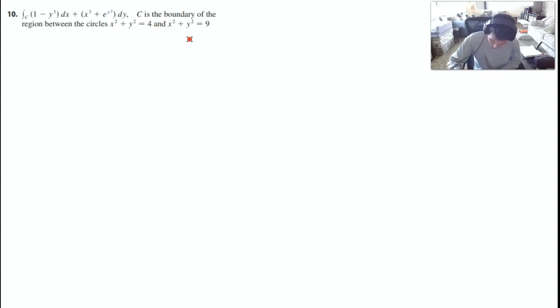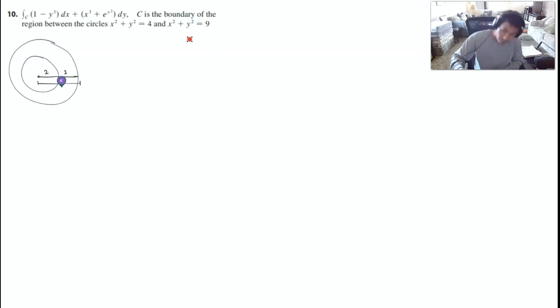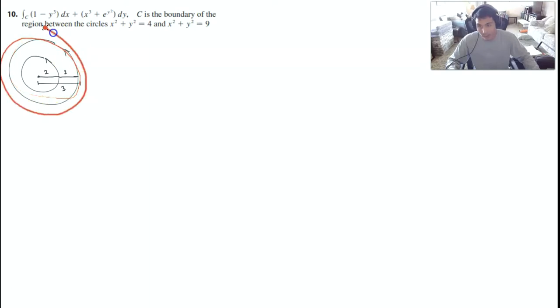Alright, maybe I'll draw out the picture for you guys. So we have two circles, one with a radius 3, one with a radius 2. So that's the difference. Radius 2, 1, and this whole thing is 3. Okay. Alright, that's how circles work. And it's going around in a positive orientation. So our path would be like this, right?